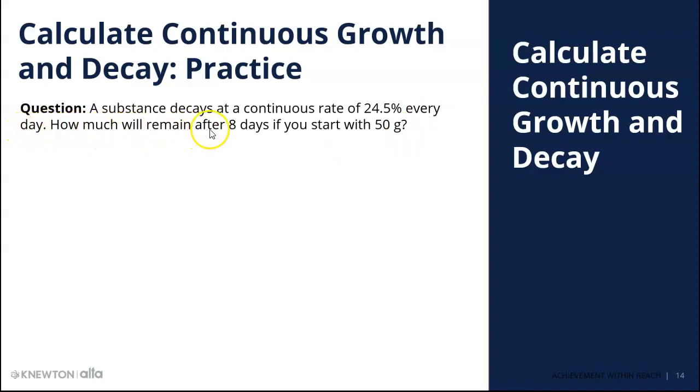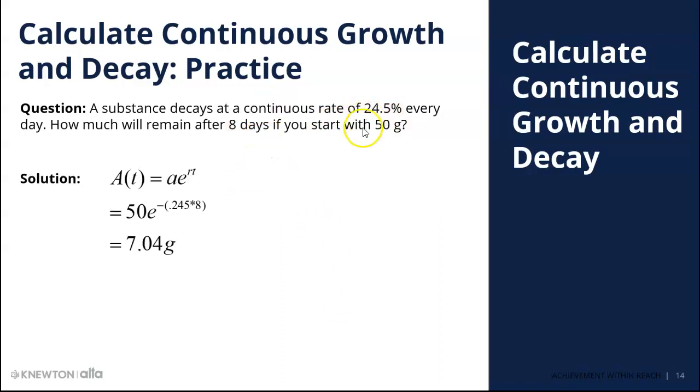Next example. A substance decays at a continuous rate of 24.5% every day. How much will remain after 8 days if you start with 50 grams? First, let us identify what is given. We're given here 24.5%. That would be our rate, our R. And we will convert that to decimal. And then we have 8 days here. That would be the time. And it says here, if you start with 50 grams, so that means that 50 is the initial condition.